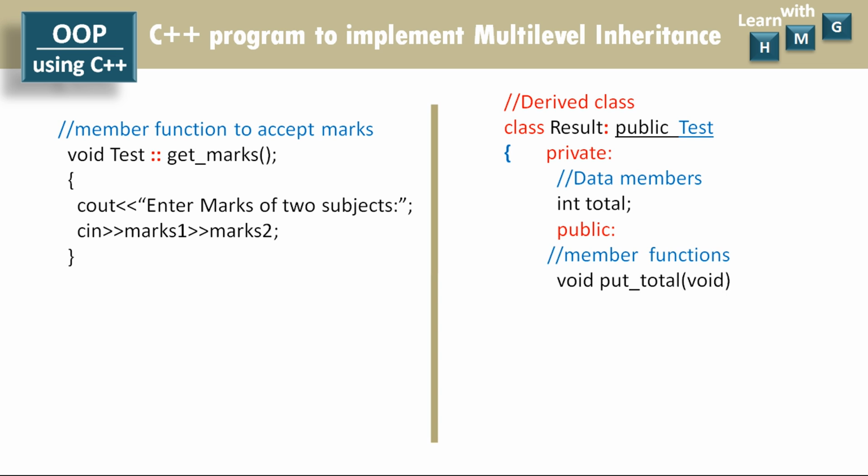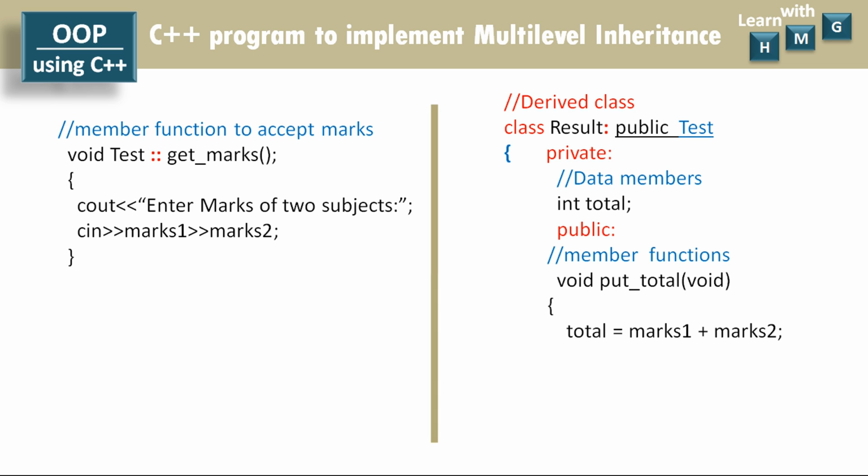I can find now total is equal to marks1 plus marks2. So total is a private data member of this result class, which is accessible within its own class. Marks1 and marks2 are the protected data members of test class, and as test class is the base of result, the immediate derived class, it is allowed to use marks1 and marks2 within test class, and you can easily find out the total like this.